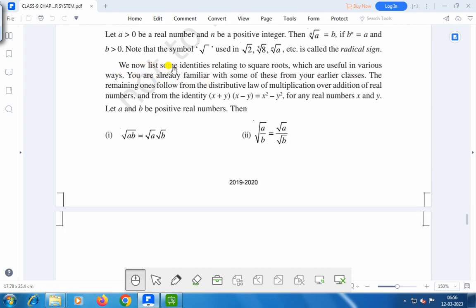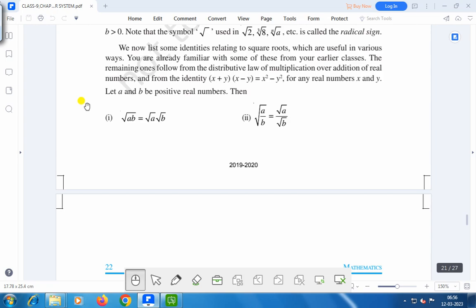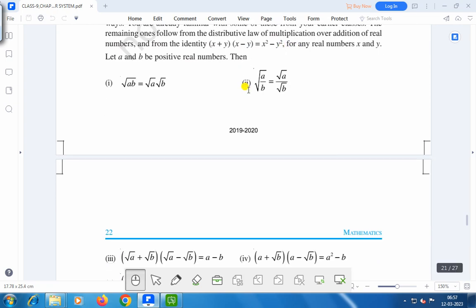We now list some identities relating to square roots which are useful in various ways. You are already familiar with some of these from your earlier classes. The remaining ones follow from the distributive law of multiplication over addition of real numbers and from the identity (x plus y)(x minus y) equals x square minus y square for any real numbers x and y.